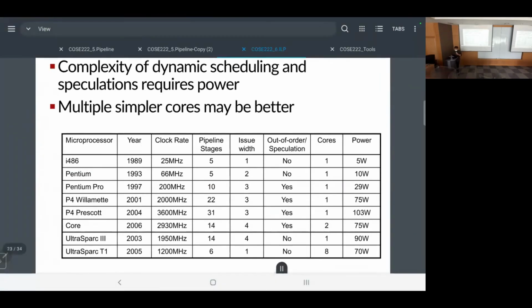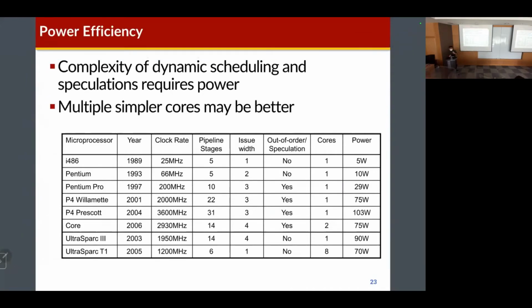So if you see this slide, you can find some processors by year, and then the clock rate, the clock frequency, and then the pipeline stages and issue width. It means how many instructions are fetched per cycle, and then whether out-of-order speculation is supported, the number of cores, and then power consumption.